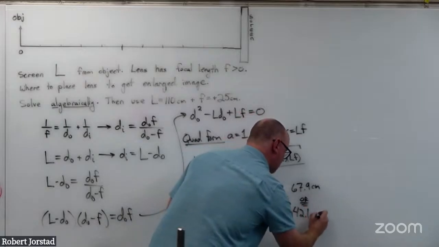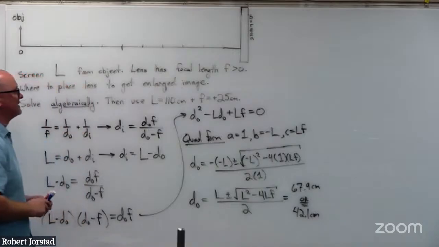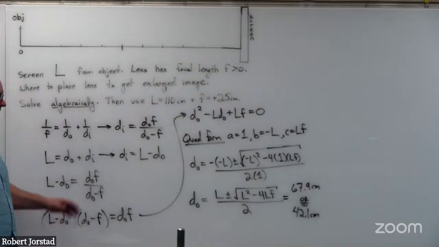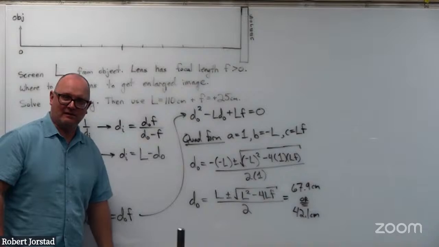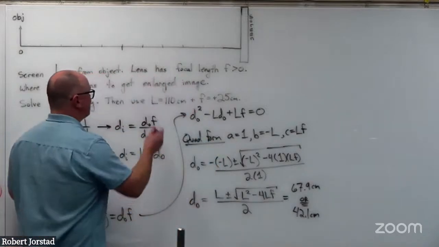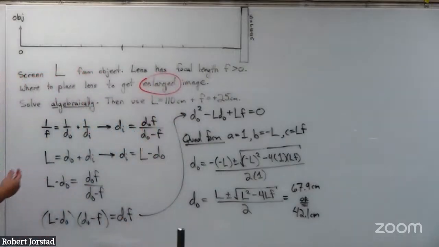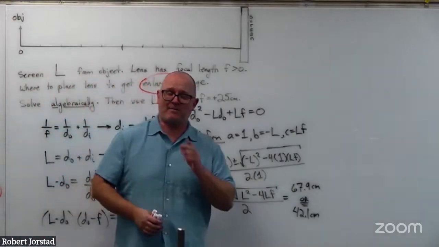42.1 centimeters. Now wait a second, does that really mean we have 2 places we can put the lens and get an image? Absolutely. But will both of them be enlarged? This is where I was sneaky, all right? Only one of those answers is going to give an enlarged image. From experience, I happen to know the following.